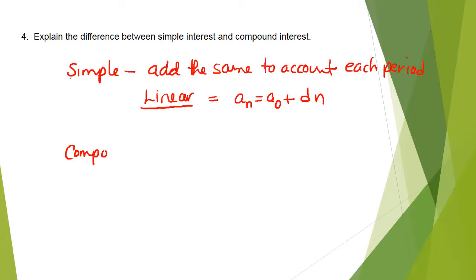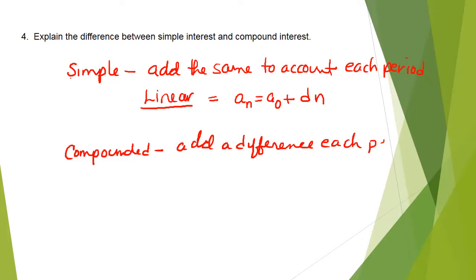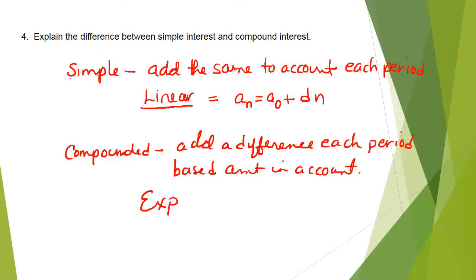Your compounded interest, on the other hand, is dependent upon the amount that is already in the account. So this adds a different amount each month or each period, depending on how much is in the account. This is what we call our exponential function. So if you're compounding interest, then you have an exponential function, and just to give you a quick reminder, that was a sub n is equal to the initial amount times the rate raised to the nth power. So this is where those concepts come in from our previous unit, Unit 4.